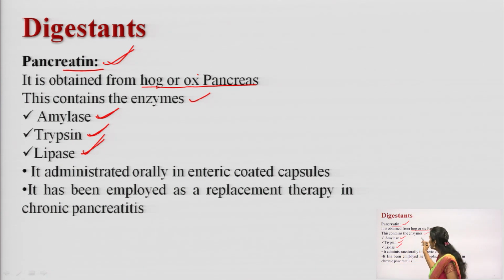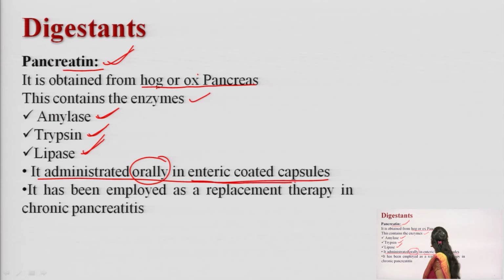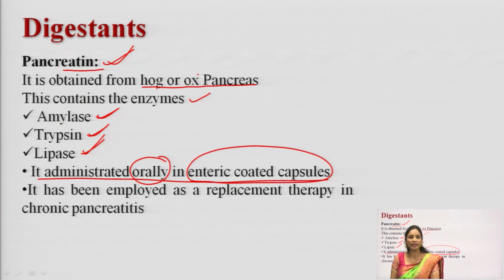So, it consists of mainly three enzymes: amylase, trypsin and lipase. It is administered orally in enteric coated capsules. Why? To prevent gastric inactivation. These drugs are administered orally in the form of enteric coated capsules.